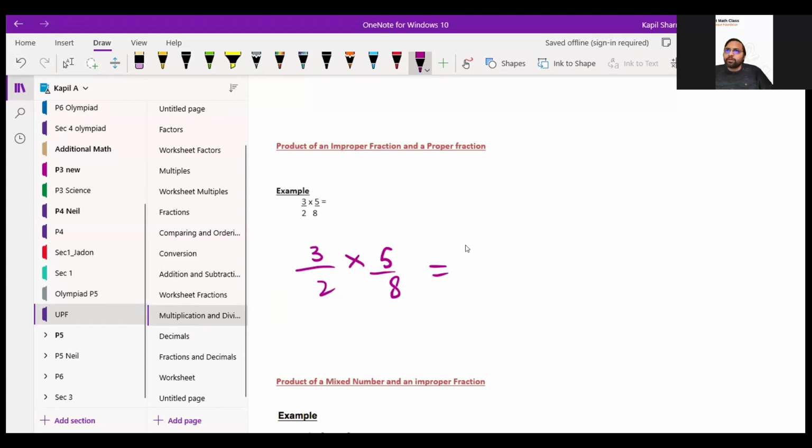Swastik, what are you doing? Focus, Swastik.